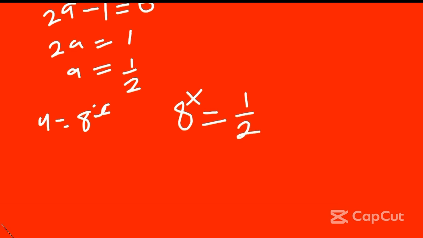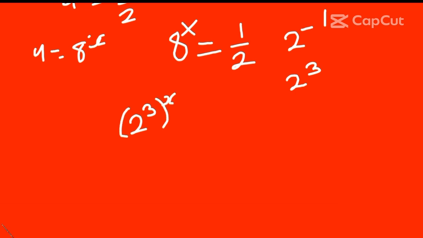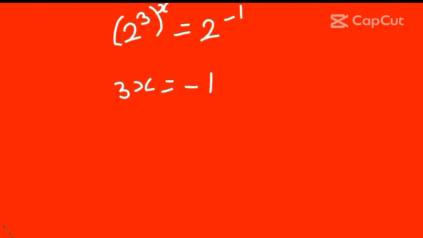Now 1 over 2 can be written as 2 raised to the power of minus 1, and also 8 can be written as 2 raised to the power of 3. So when we substitute that into our equation, we are left with 2 raised to the power of 3, all raised to the power of x, is equal to 2 raised to the power of minus 1. Since they have equal bases, we'll be left with 3x is equal to minus 1. So finally we have x is equal to minus 1 over 3.